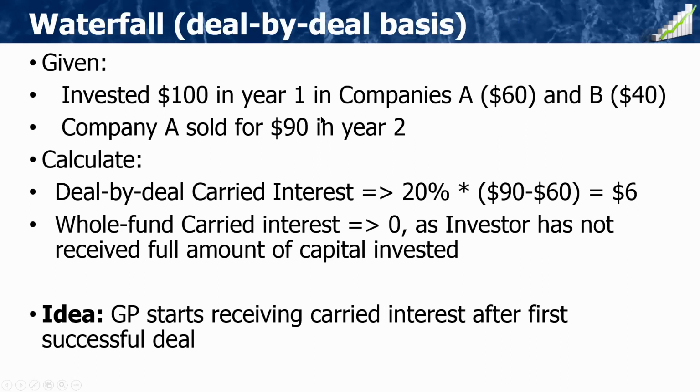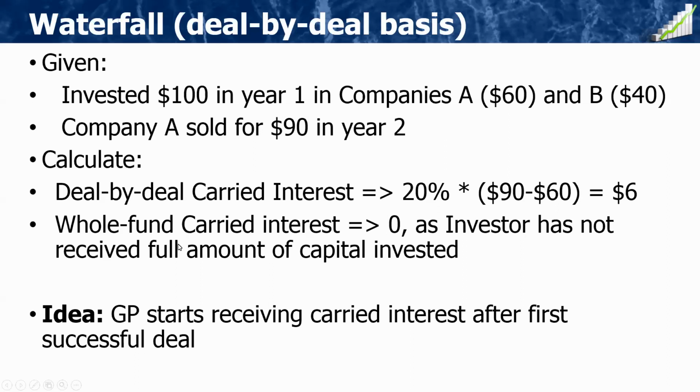That's the waterfall deal by deal, on a deal by deal basis. The task is slightly different. Let's say we invested $100 in year one in companies A and B and split 60-40. And let's say company A was sold for 90 in year two. We have to calculate the deal by deal carried interest. In this case, it's easy. It's 20% of the profit, which is 90 minus 60. So in total, it's 6.